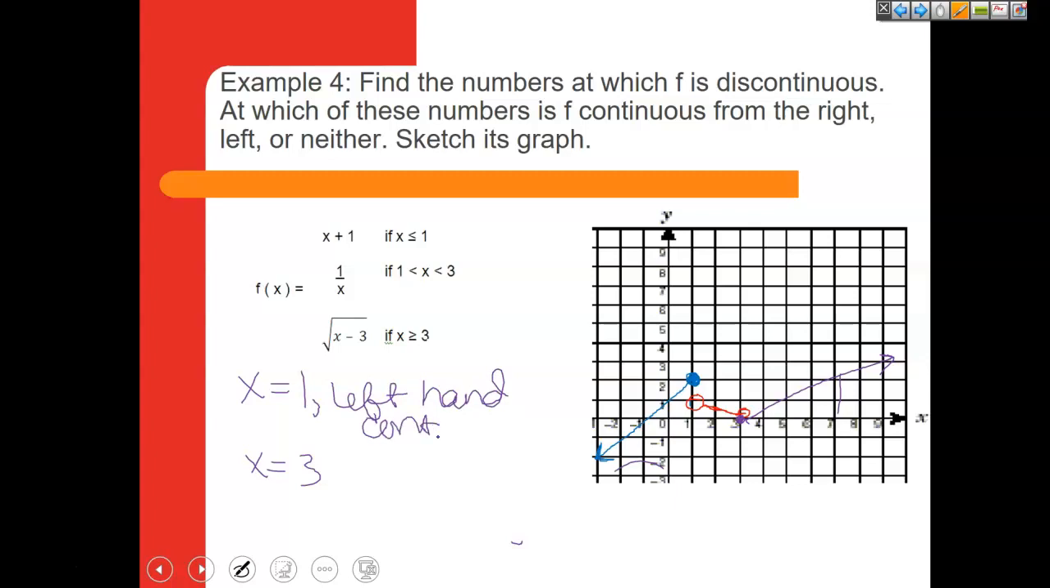And that's because the limit as x approaches 1 from the left of f of x is going to equal f of 1, which equals 2.